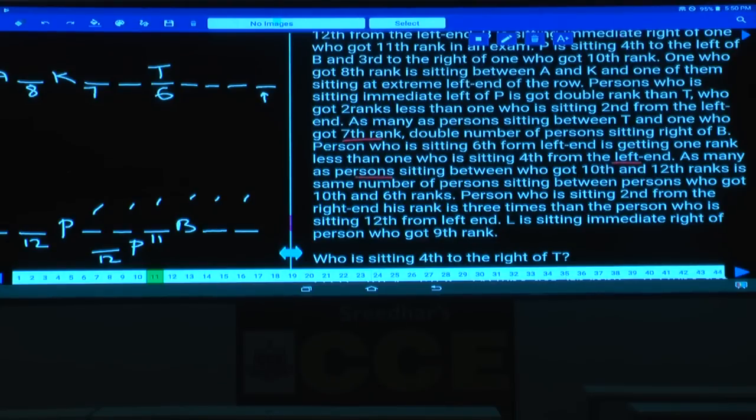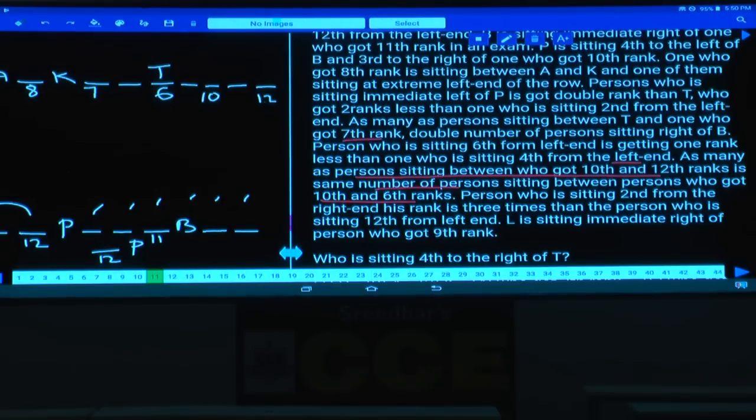As many persons seated between the one who got the 10th and 12th ranks. 10th and 12th rank. Now see here, how many persons are in between 10th and 12th ranker? There is exactly one person. As there is exactly one person between these two, it is the same as the number of persons sitting between the 10th and the 6th rank. Between 10th and the 6th ranker, we should have only one person. As the 10th ranker is at this place, how many persons are in between 6 and 10? There must be exactly one. And whatever this one, this person must be the 12th ranker. Now I got this 12th ranker as well.